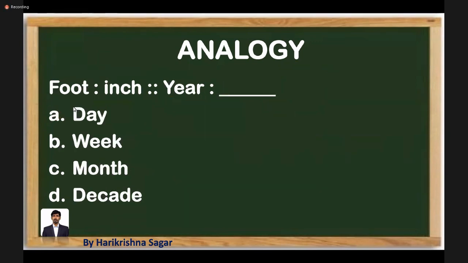Look at the next question. Foot, inch. Year is what? So 1 foot is going to be 12 inches. 1 year is going to be 12 months. Your answer choice must be month. Mark it as option C.